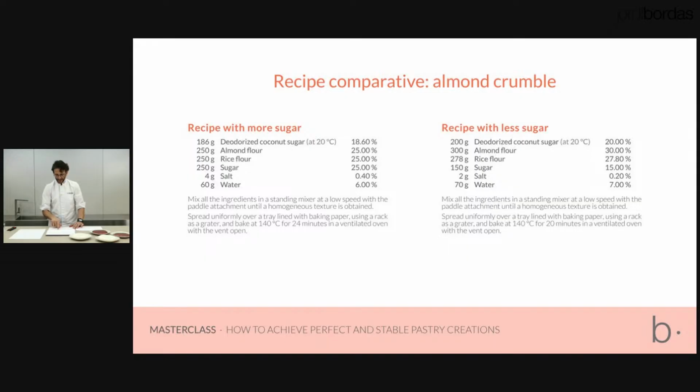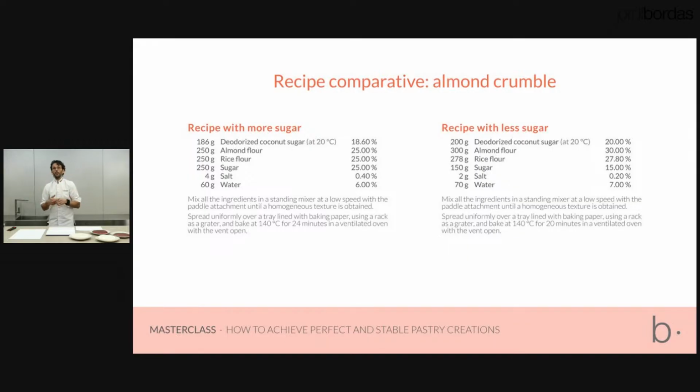So the first ingredient is coconut oil. The second ingredient, almond flour, perfect, rice flour, sugar, salt, and water. So in that recipe, what we did was to reduce sugar. In the classic recipe, we have 25% of sugar. In the recipe that we developed and formulated with the concept method, we just removed sugar and worked with only 15%, introducing more almond flour and rice flour.